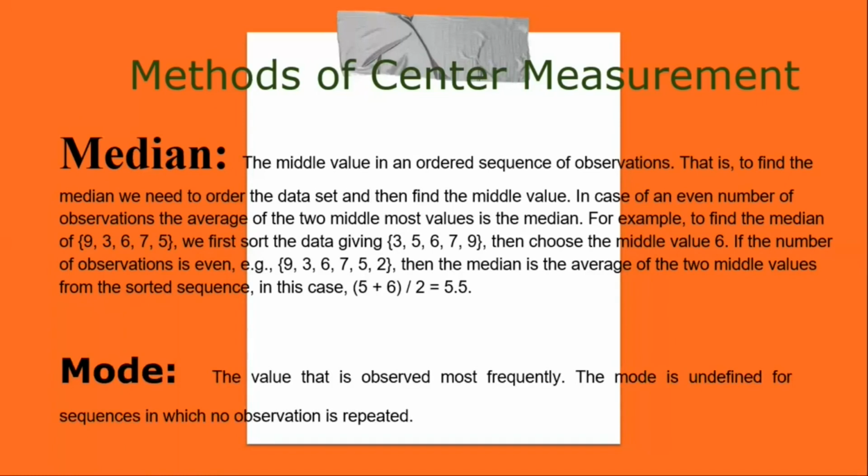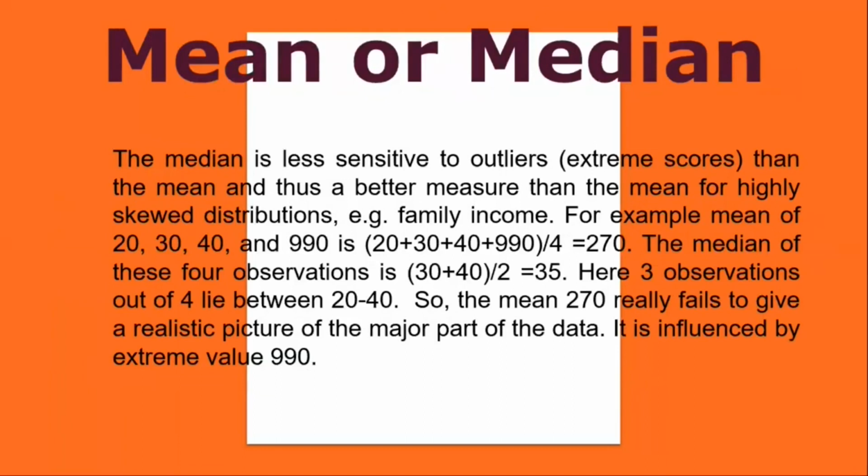When to use mean or median? The median is less sensitive to outliers, extreme scores, than the mean, and thus a better measure than the mean for highly skewed distributions, e.g., family income. For example, the mean of 20, 30, 40 and 990 is (20 + 30 + 40 + 990) / 4, which equals 270. The median of these four observations is (30 + 40) / 2, which equals 35.